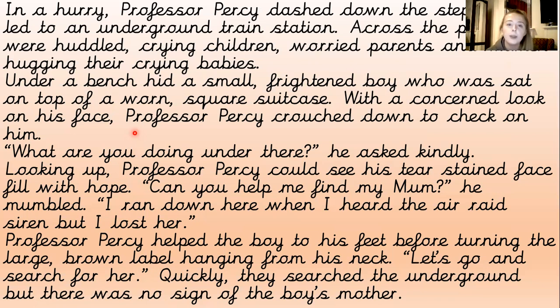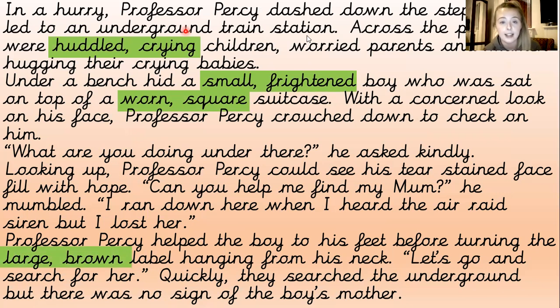Okay then, let's start with our double adjectives. What piece of punctuation needs to go in between our double adjectives? A comma. We do need to remember our commas, don't we? Huddled, crying. I have described the children there, haven't I? Are there any others? Small, frightened boy. So to help us visualize what the boy is like, I've said that he's small and frightened. Straight away, we know how that boy is feeling, don't we? Worn, square, to help visualize what that suitcase looks like that he found before. Large, brown. So I've described what the label looks like that's hanging around his neck.